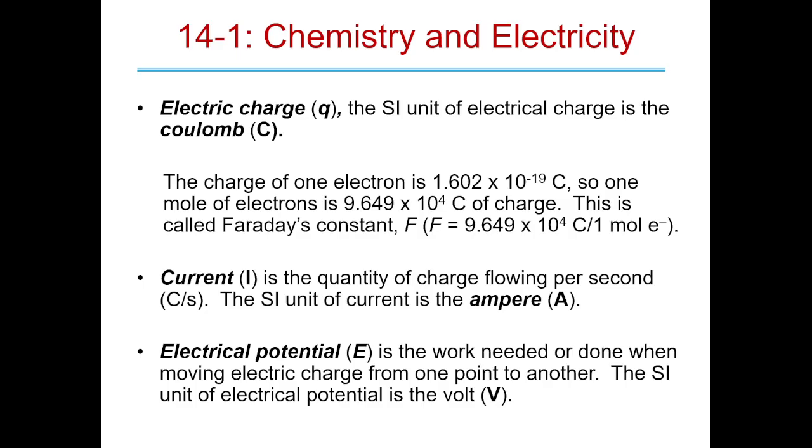All right, so electrical potential, this is E. You may remember this, potential energy, electromotive force, remember that? And we described it with the analogy of a waterfall. Okay. So electrical potential is the work needed or done when moving electrical charge from one point to another. This is the energy unit, by the way. The SI unit of this is the volt, which is V.